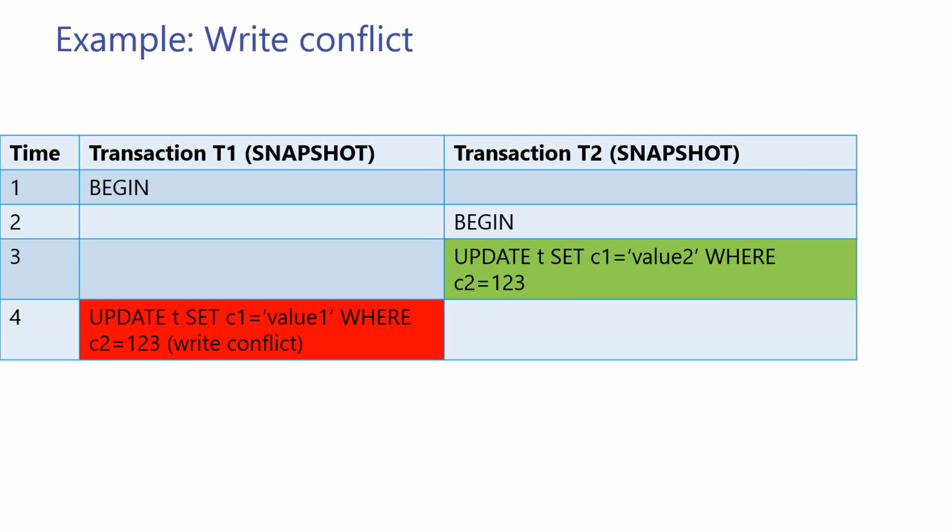So we have this row 1, 2, 3, which is updated first by transaction 2 at time 3, and then transaction 1 comes in at time 4, attempts to update this row, and it will fail at this time. The transaction will need to be retried. So what happens here is the first writer always wins.